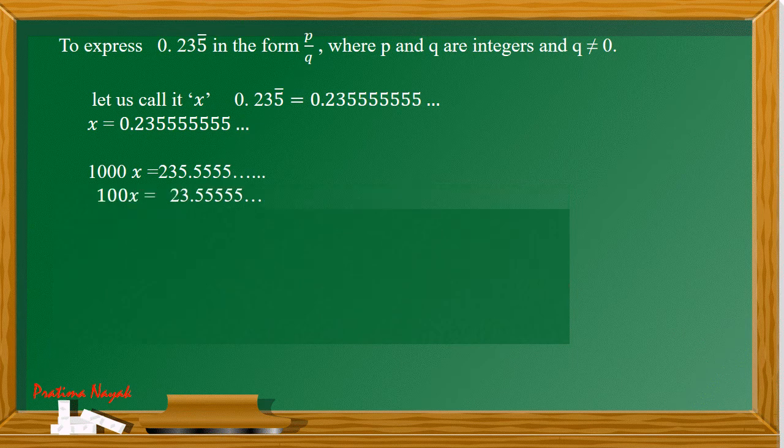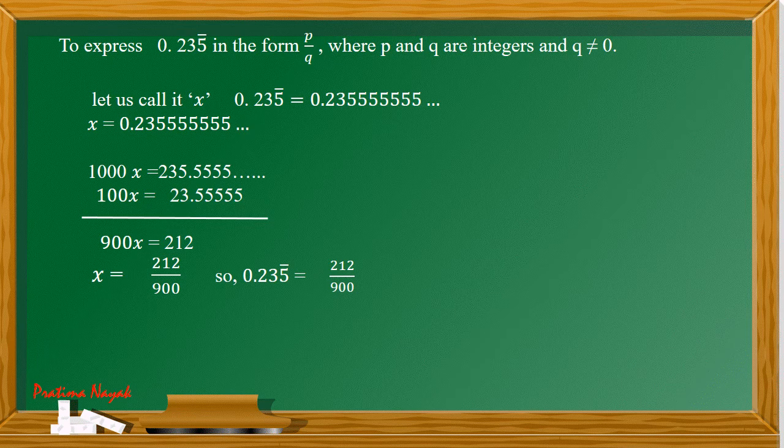I'll multiply by 100. It will be 23.5555. Subtract. It will be 900x. And here you will subtract 235 and 23. How much are you getting? 212. So what is x? x is 212 by 900. Can it be made lowest? Think about whether it can be, do it or leave it.